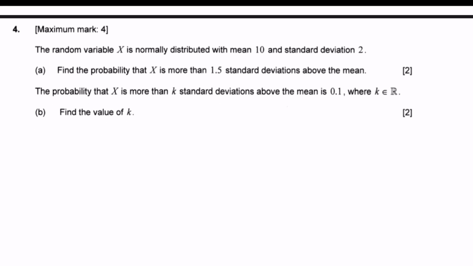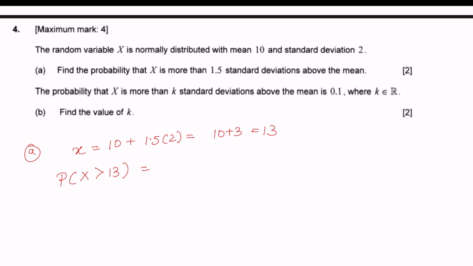So random variable x is normally distributed with a mean of 10 and standard deviation 2. Find the probability that x is more than 1.5 standard deviations above the mean. So x is 1.5 times standard deviation above the mean. So mean plus 1.5 times the standard deviation, so 10 plus 3, which is 13. So we have to find the value of p of x greater than 13.